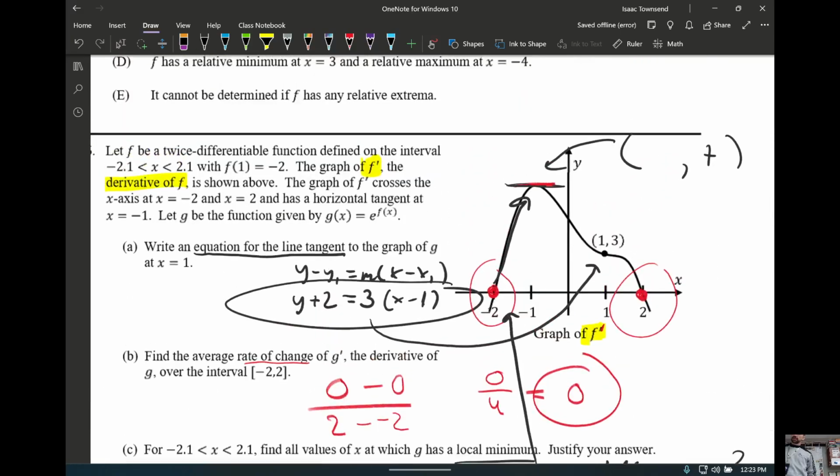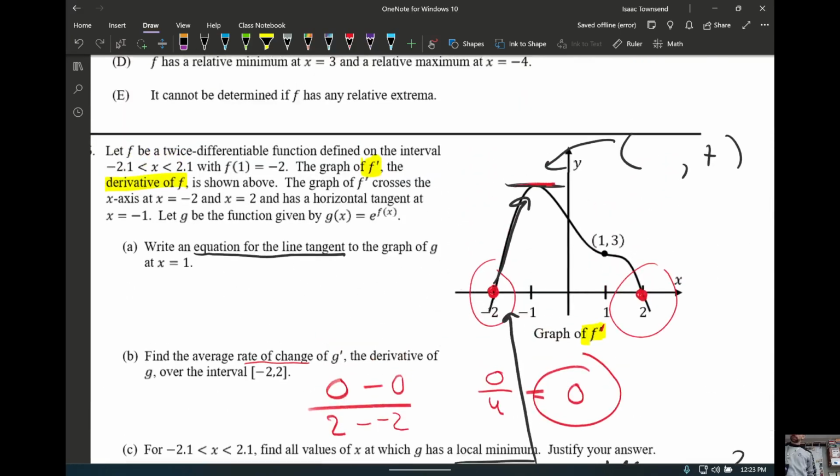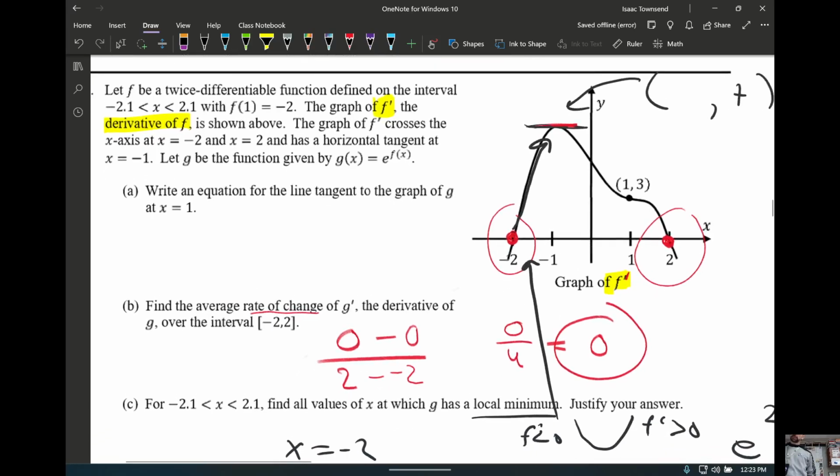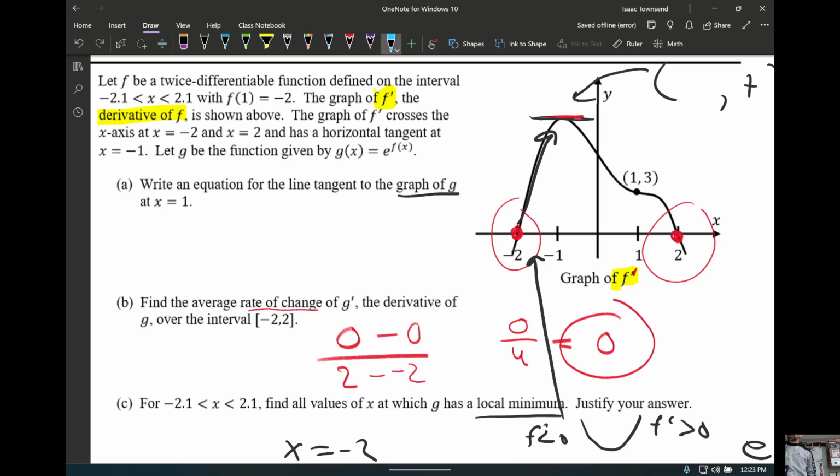Whoops. Man, that would have been nice. Okay, I messed up part A because I didn't read it carefully enough. This was supposed to be the graph of G, and I was working with F. Okay, the good news is it's still a tangent line, so I still know it's going to be point slope. They do give me the X value, which is one of 3 things that I need. But to find the Y value, I don't need the Y value of F, I need the Y value of G, because they're asking me to do the graph of G.